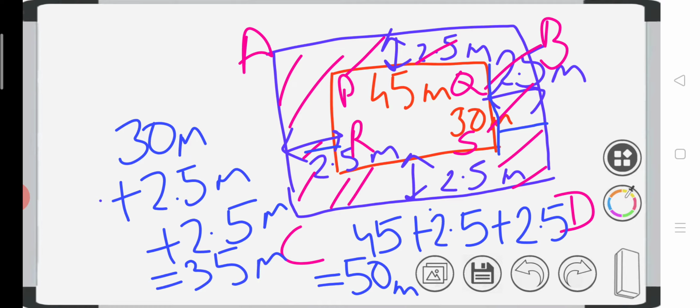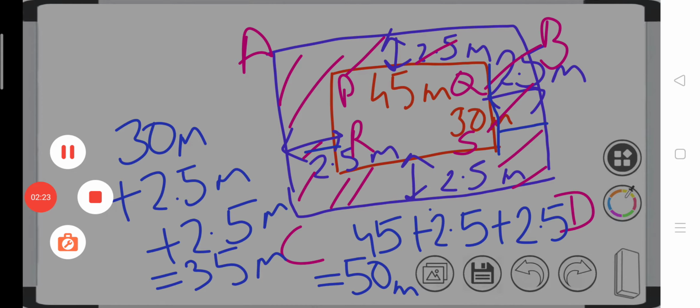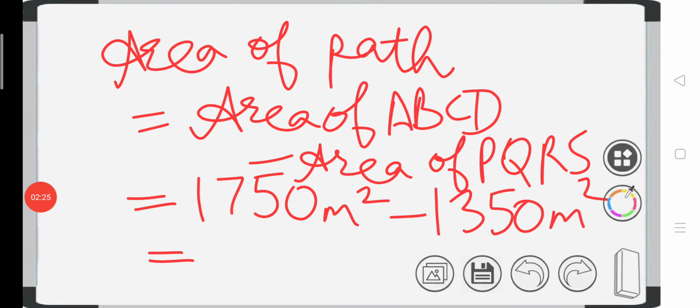Now you know the length and breadth of rectangle ABCD and rectangle PQRS. So we will find out the area one by one and then we will subtract them to get the area of the shaded portion, that is the area of the path. So now the area of the path will be area of ABCD minus area of PQRS. So when you subtract both of them, you will get 400 meter square.